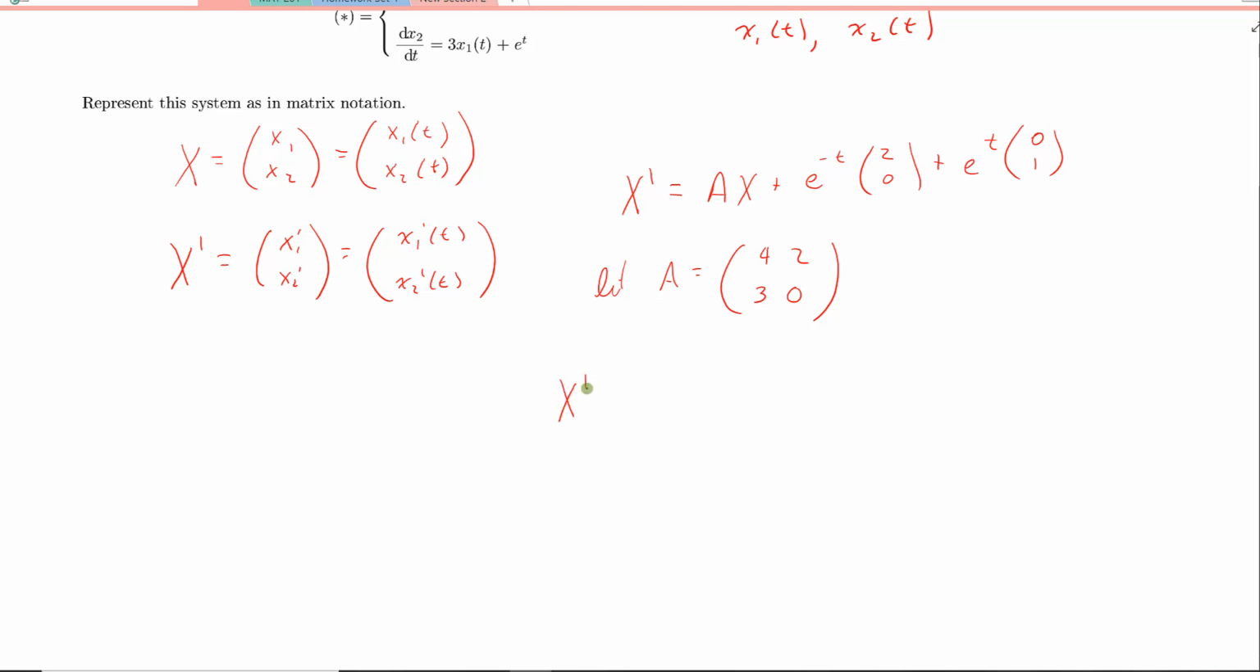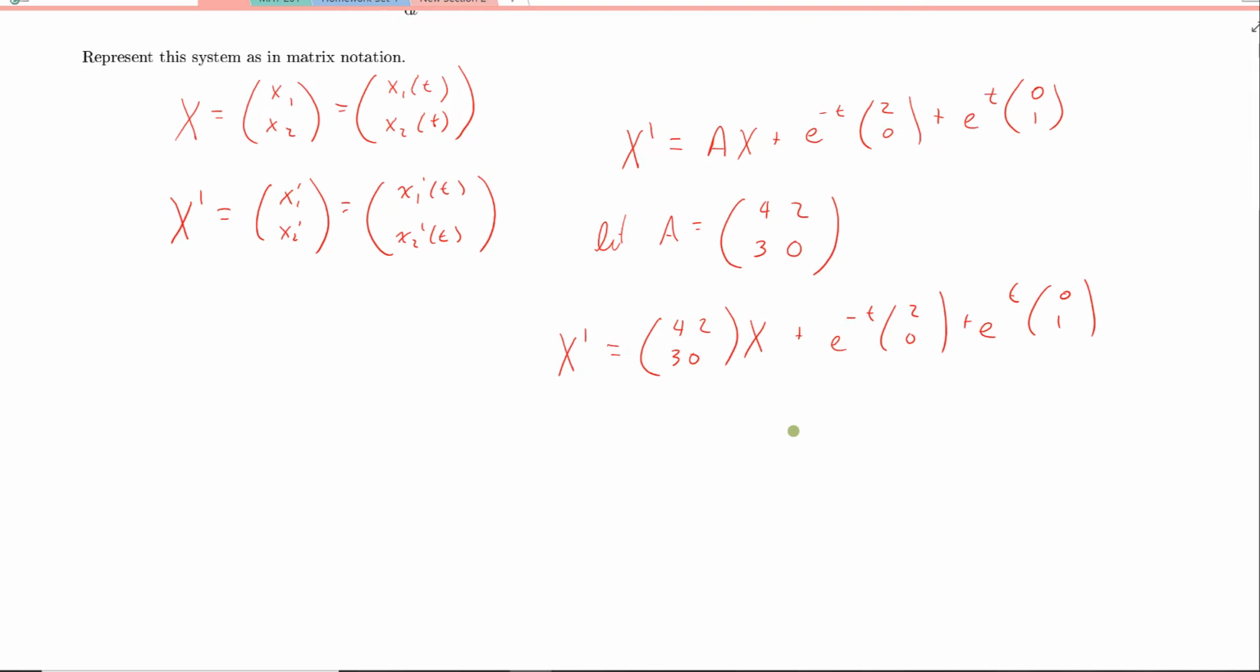I'm going to take it one more step. Let's actually plug in what that matrix A is just to make sure we're all on the same page. The matrix A we said was 4, 2, 3, 0 times the unknown function vector X plus e to the minus t times 2, 0 plus e to the t times 0, 1. And notice if you expand this thing out and then equate it component-wise, this is x1 prime, x2 prime equal to 4, 2, 3, 0 times x1, x2 plus e to the minus t times 2, 0 plus e to the t times 0, 1.